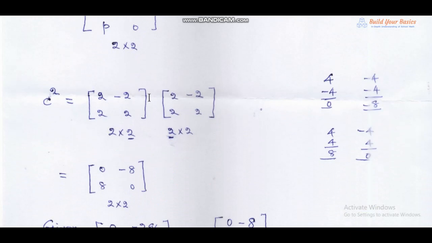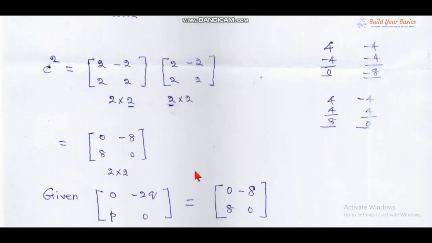2 into 2 minus 2 into 2, total 0. 2 into minus 2, minus 4, minus 2 into 2, minus 4, total minus 8. 2 into 2, 4, 2 into 2, 4, total 8. Second row, second column: 2 into minus 2, minus 4, 2 into 2, 4, total 0. So we have got C squared.